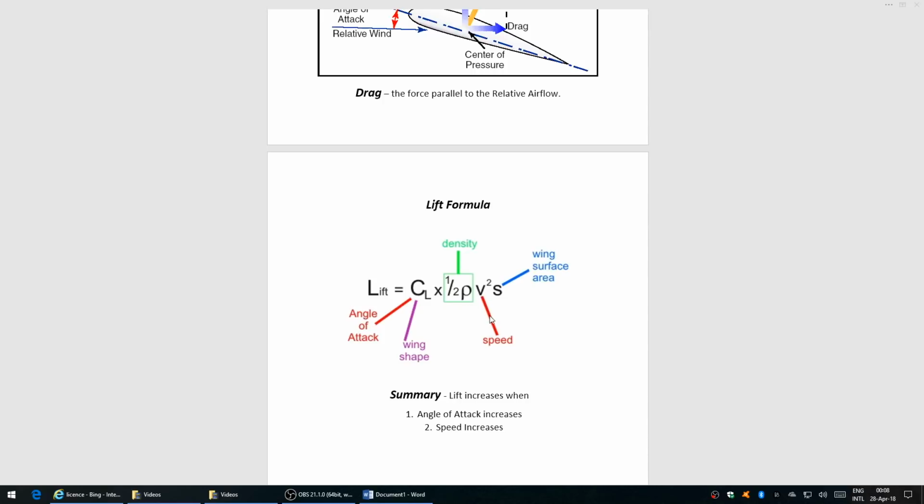And we can control the airspeed. But it's important to note that in the lift equation, the velocity is squared. So the summary: lift increases when angle of attack increases and when speed increases.